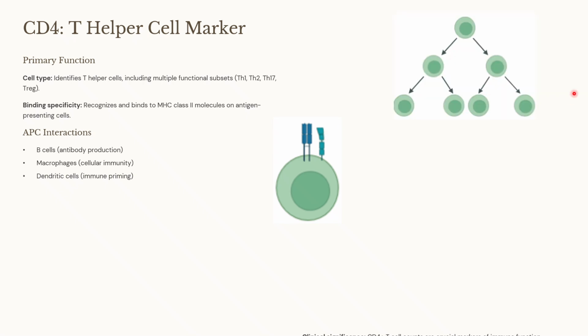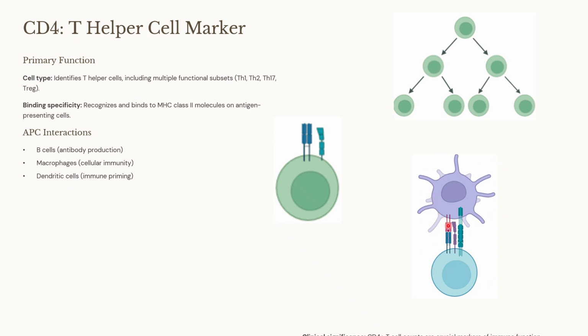The CD4 marks all the major helper subsets: T helper 1, T helper 2, T helper 17 and T regulatory cells, that is the Treg cells. So what do all these have in common? They are all CD4. They recognize and bind MHC class 2 molecules. This is the MHC class 2. And where are MHC class 2 molecules found? On the professional antigen presenting cells.